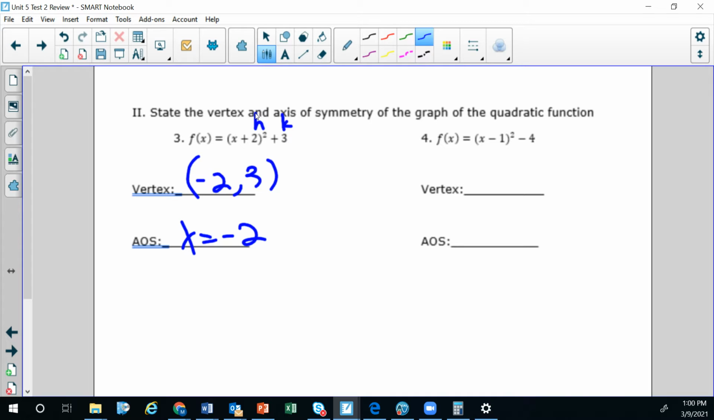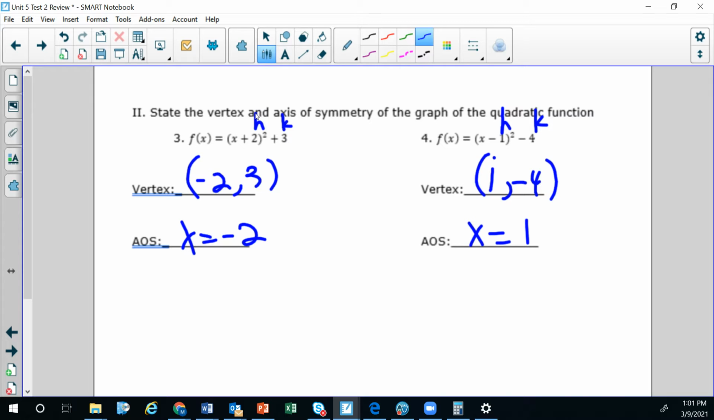All right. Number 4, again, this is my h, and that's my k. Now remember, for the h, I'm going to flip the sign. So that becomes 1, -4 for the vertex. And again, the axis of symmetry has the same value as the x coordinate. So that's going to be x is equal to 1.